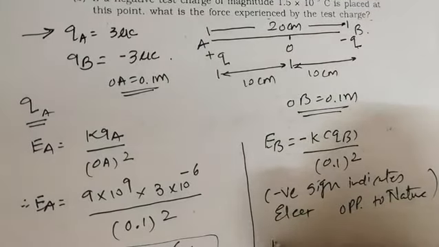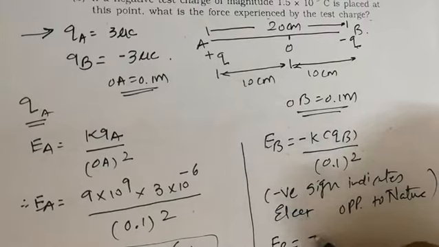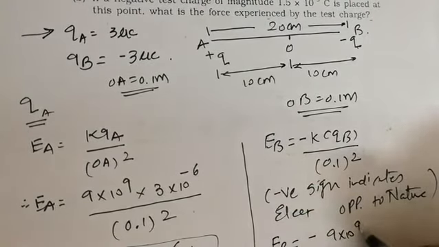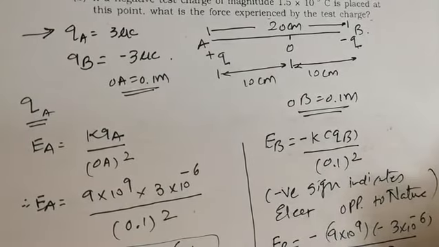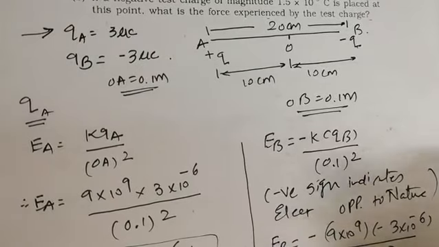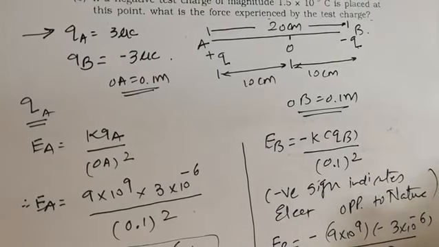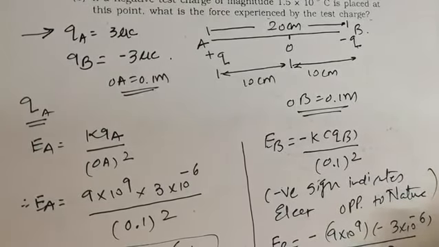So we can have E of B equal to minus 9 cross 10 to the power 9 times minus 3 cross 10 to the power minus 6 divided by 0.1 square. So the electric field for the B part is equal to 27 cross 10 to the power plus 6 Newton per coulomb.